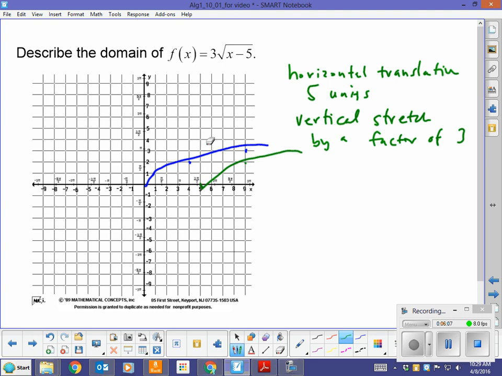So now the whole thing is going to be stretched upwards this way. Okay, so what's my domain? My domain is going to be, from this point over, x is greater than or equal to 5. That's my domain. My range is still the same, but we're not asked about that at this point. So this is x is greater than or equal to 5.